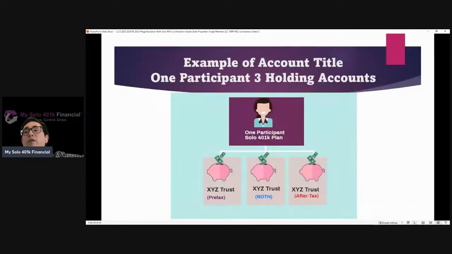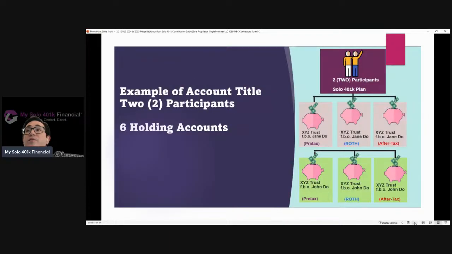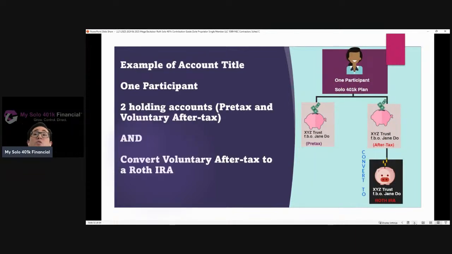This is a great visual. It just shows how you've got those different sub-accounts, right? Pre-tax, Roth, and after-tax. If it's 2 participants, you end up with 6 accounts, pre-tax, Roth, and after-tax for each. Or if the individual is transferring from an after-tax to a Roth IRA out of the plan, they might just have two or even one account for the solo 401k, right? If they only have after-tax money in the solo 401k, they might just have that one after-tax account, and then the funds are transferred out of the after-tax solo 401k to a Roth IRA.